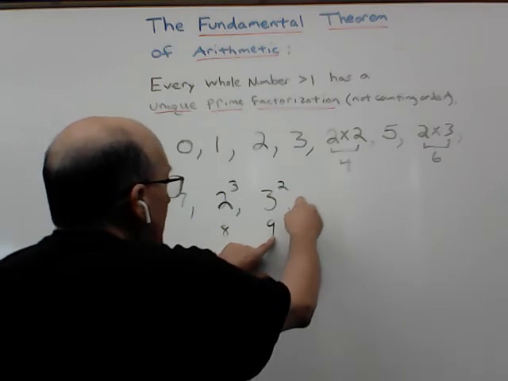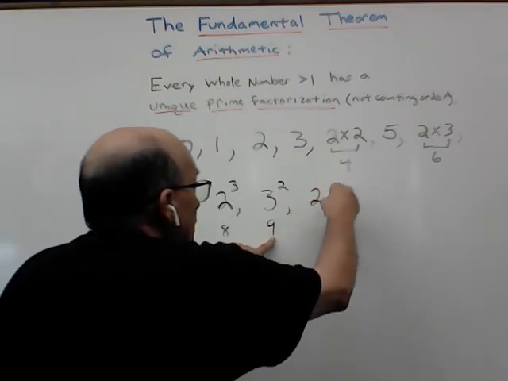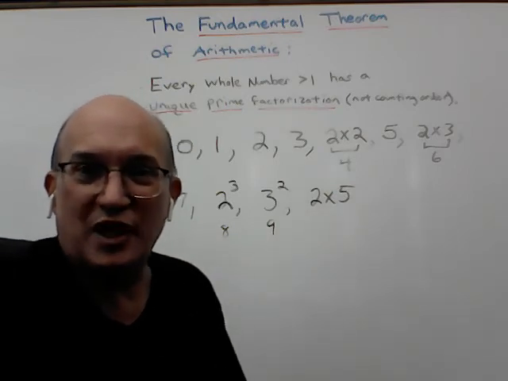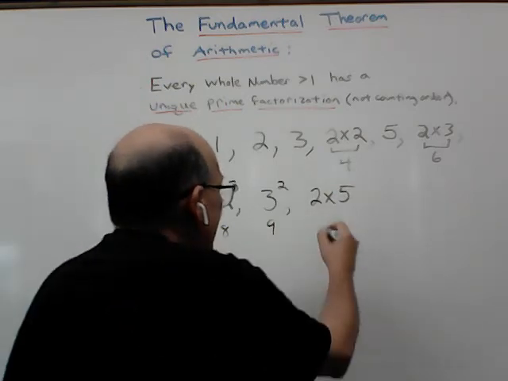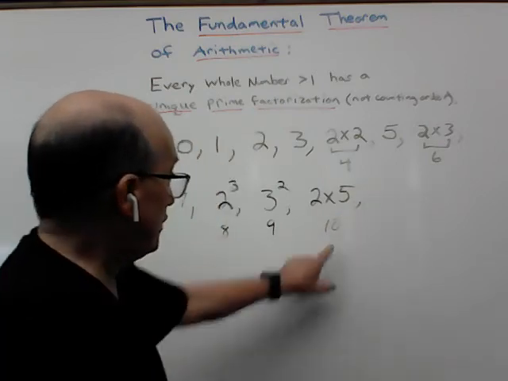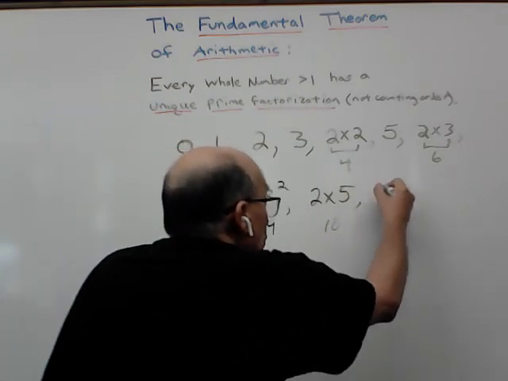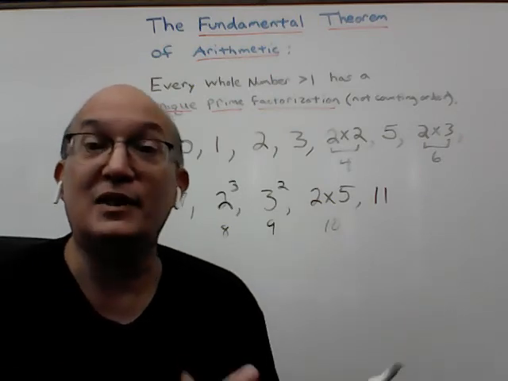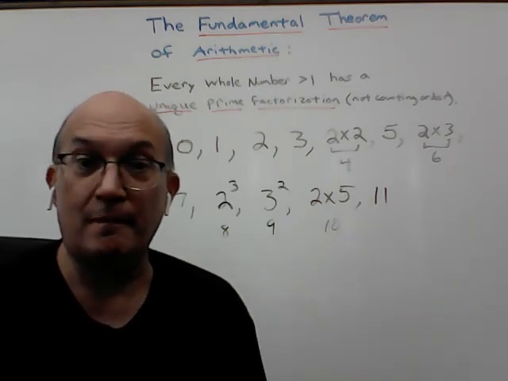The next whole number after 9 is 10, but I'm not going to write 10. I'm going to write 2 times 5. The prime factorization of 10 is 2 times 5, right? So that's the 10. Now, the next whole number after 10 is 11. I'll just write 11. Why? Because 11 is prime. It's its own prime factorization.